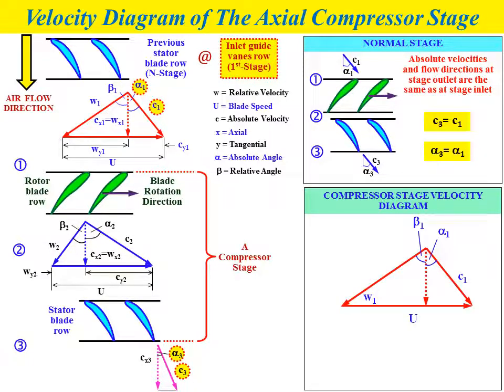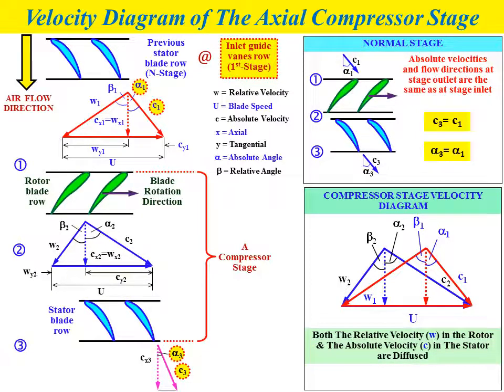In terms of the compressor stage velocity diagram, we have the velocity diagram at the inlet of the rotor and the velocity diagram at the outlet of the rotor. Both velocity diagrams have the same value and direction of blade speed. So we can combine both velocity diagrams into one velocity diagram, as shown in the slide.